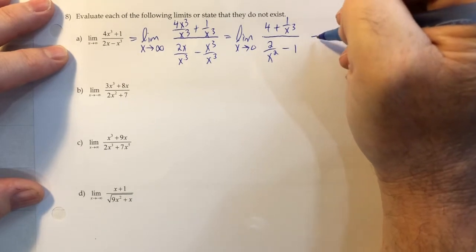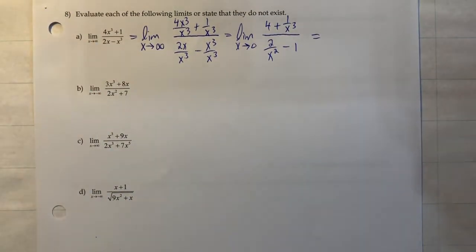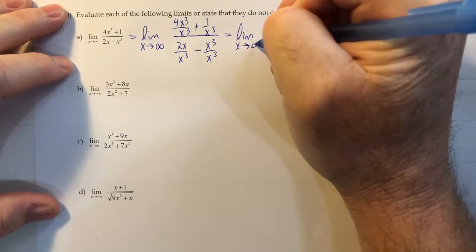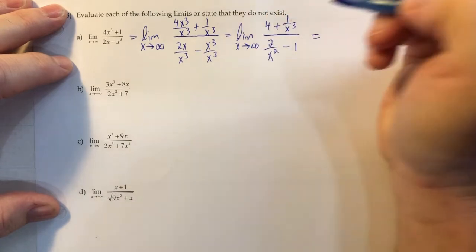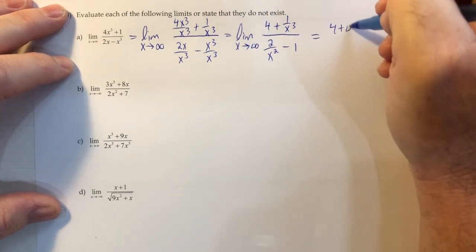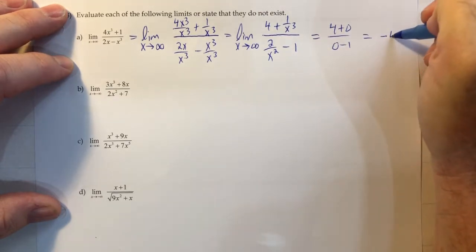So now, as we take the limit there, as x approaches 0, anything that has a constant in the numerator and an x to a positive power in the denominator, as we take the limit, as x goes to infinity, those are going to go to 0. So we get 4 plus 0 over 0 minus 1, or just negative 4 for that one.